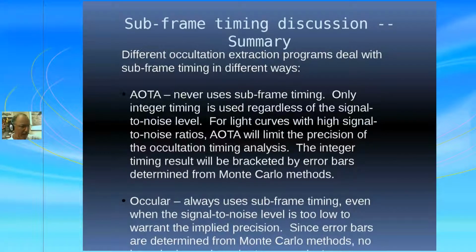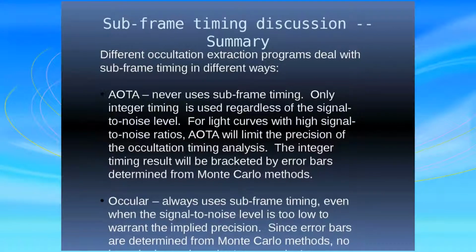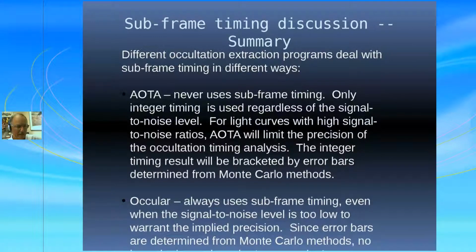And then the last bullet should show that R OTE provides subframe timing when the AIC criteria says that it's valid, and provides integer timing when the AIC criteria says it's not valid, and that the error bars are representative of whether there is subframe timing or integer timing.